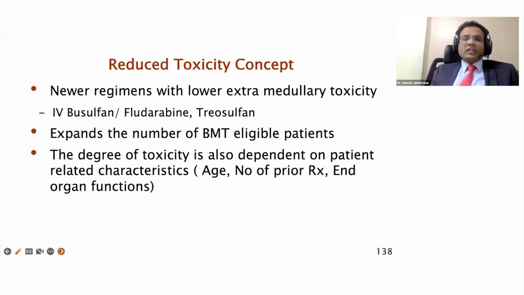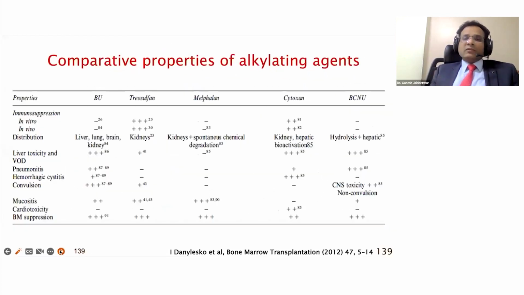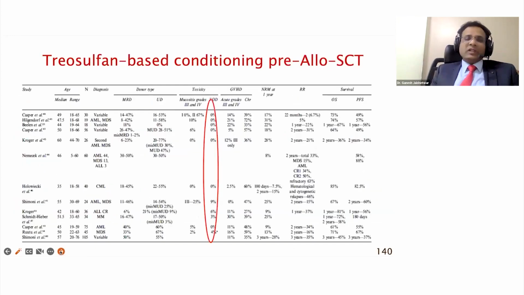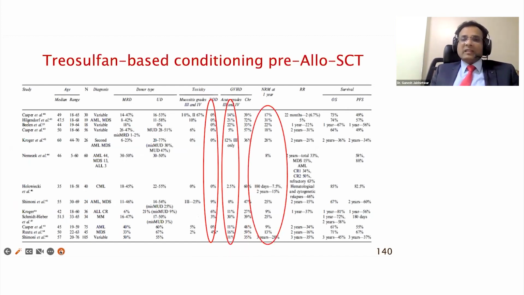So again, the reduced toxicity concept came in the 2010s. With the advent of, you can see the various alkylator agents, they have various organ toxicities, most notably liver toxicity, sinusoidal obstruction syndrome, pneumonitis, hemorrhagic cystitis, and convulsions. But treosulfan has a relatively better toxicity profile and is a promising agent. You can see VOD incidence is 0 to 5% compared to 10 to 25% in busulfan patients. Again, GVHD risk is less, and non-relapse mortality at 1 year is much lower compared to IV busulfan, and that has led to better overall survival in the long run.